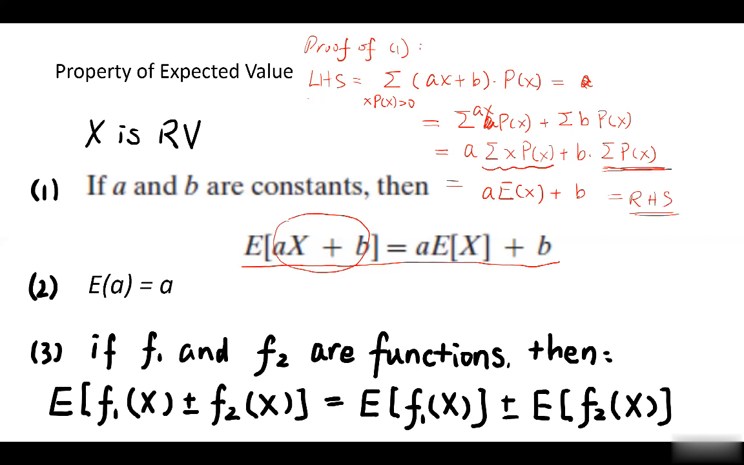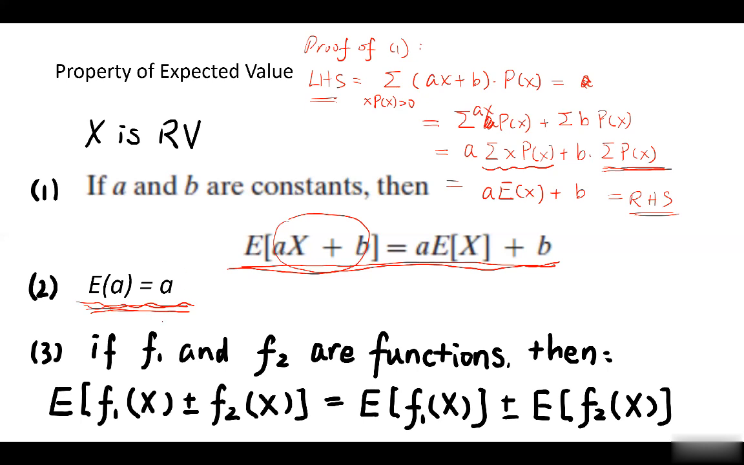So in this way, we proved that the left-hand side equals the right-hand side for any discrete random variable X. This is one of the most important properties you need to remember, right? Next, for any constant a, the expected value of a is always a. What does this mean? This means for any constant number, the expected value is itself. Why? Because any constant number does not change, right? So the expected value of this number is always the number itself.